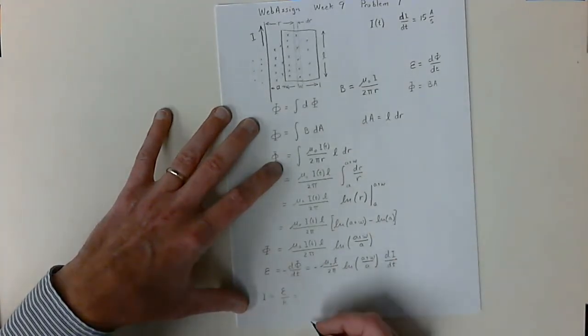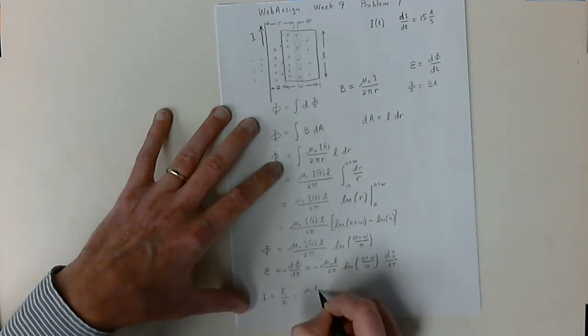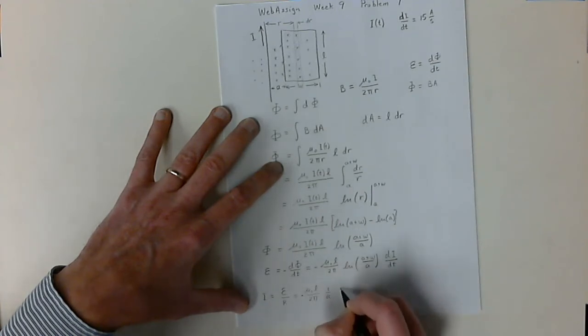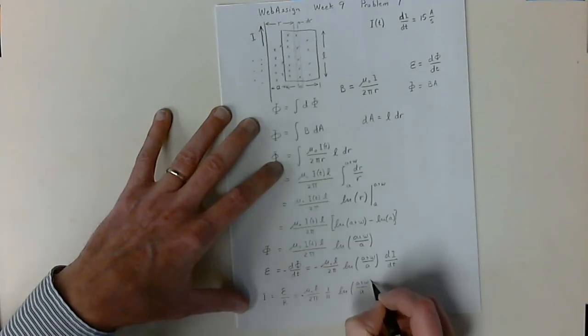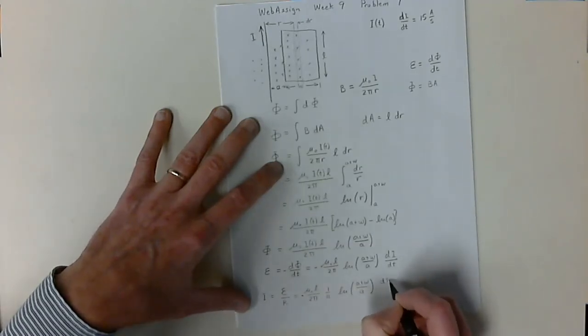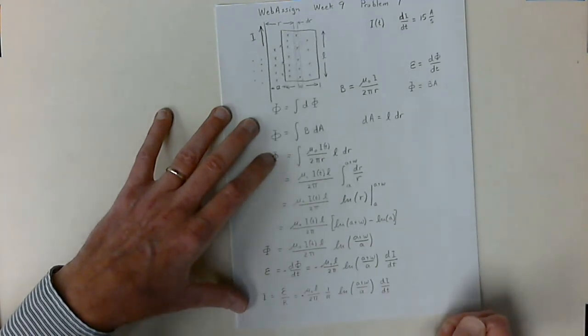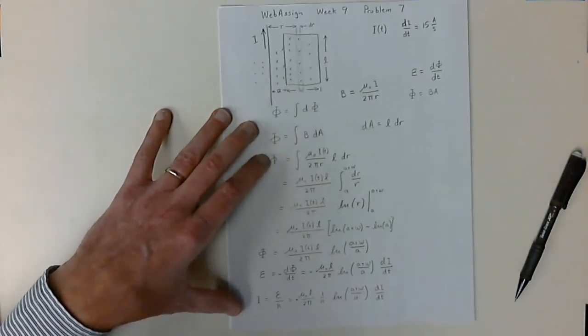And so this will just be the same expression with an R in the denominator. So mu 0 L over 2 pi, 1 over R, ln of a plus w over a, times dI by dt. That should get you the answer. I haven't put the numbers in, but I'll leave that to you.